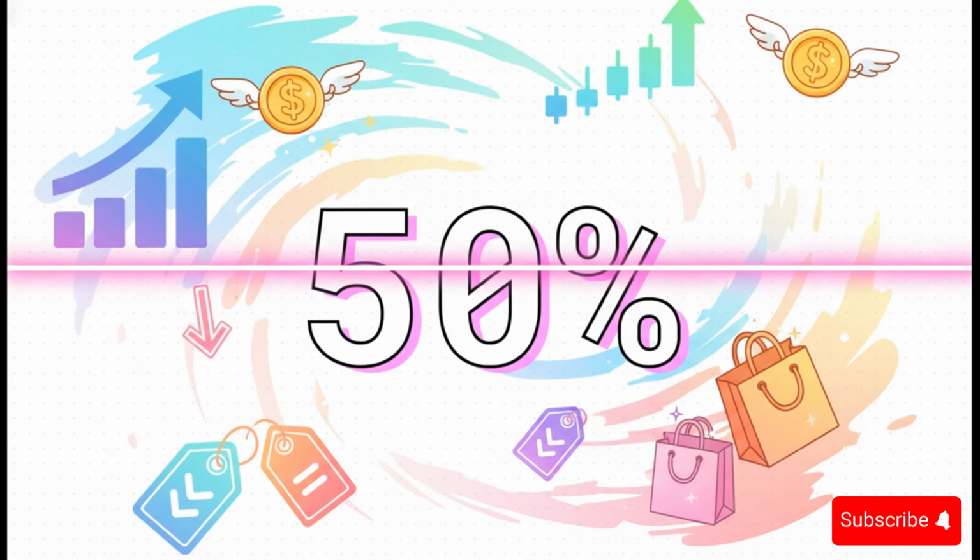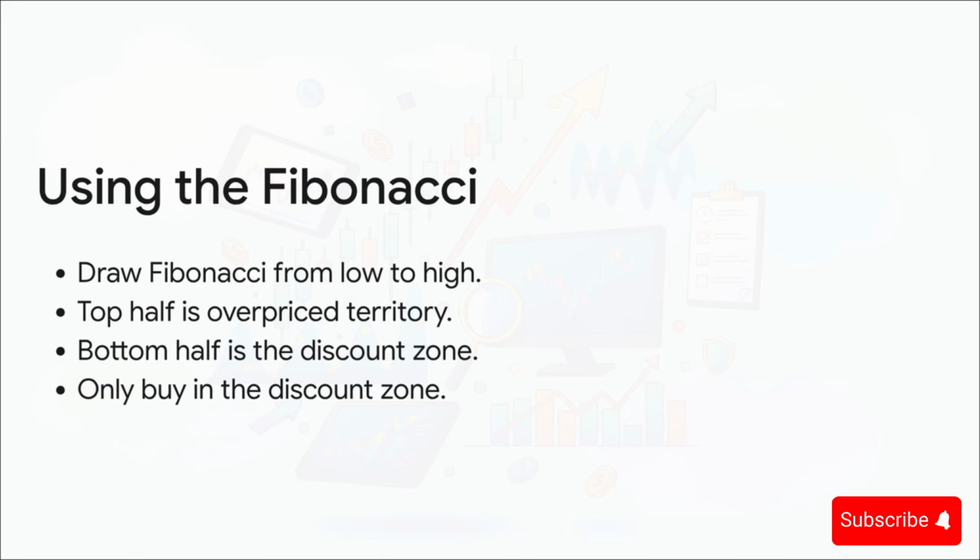So to fix this once and for all, we bring in the magic number 50%. We treat this 50% line as our absolute non-negotiable discount shopping barrier. Here's how we actually build this into the strategy. Grab your Fibonacci retracement tool and draw it deliberately from the most recent swing low right up to the swing high. This slices the move right in half.